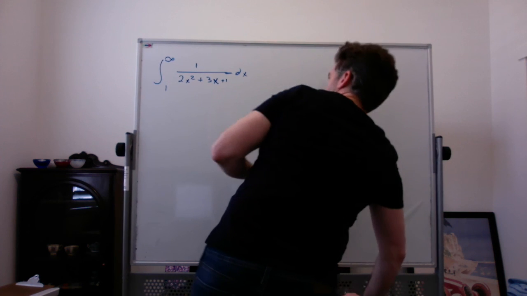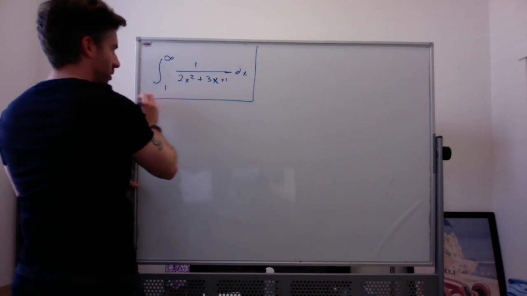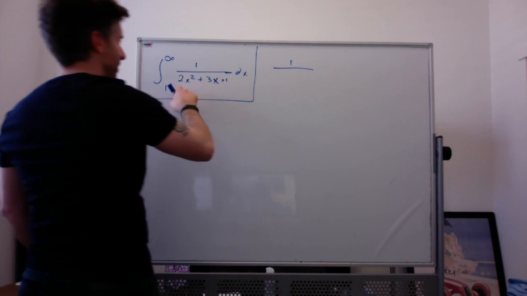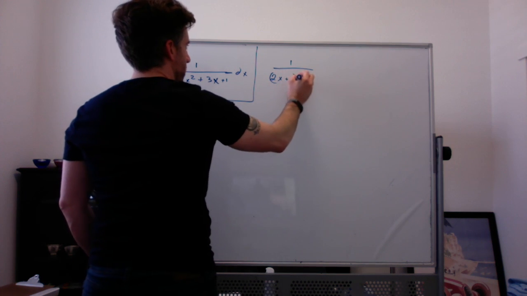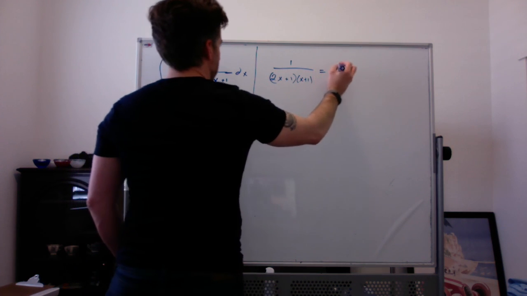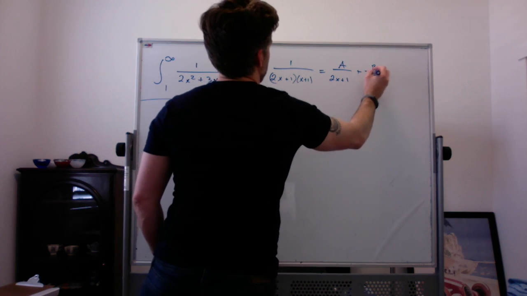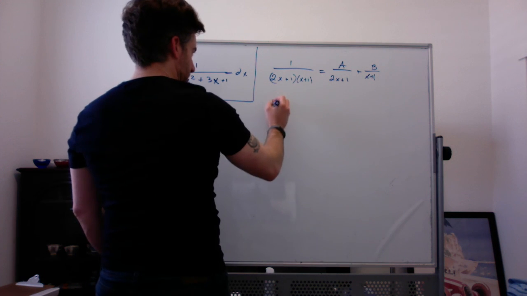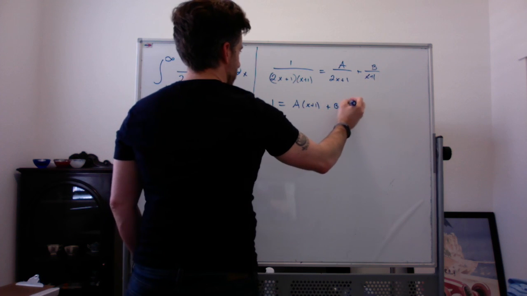So I'm going to kind of ignore the limits of integration first and just deal with the partial fractions aspect of it. So I'm going to have 1 over, I'm going to factor this. It does factor. It factors as 2x plus 1 times x plus 1. All right, it's A over 2x plus 1 plus B over x plus 1. Multiply both sides by the common denominator. I'm going to get 1 equal to A times x plus 1 plus B times 2x plus 1.